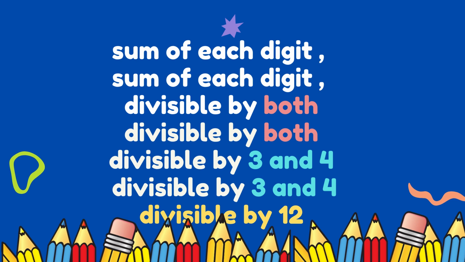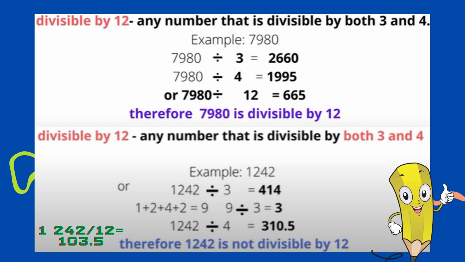Divisible by 12: any number that is divisible by both 3 and 4. So, kapag sinabing divisible by 3, huwag niyong kalimutan, get the sum of each digit and then divide it by 3. Kapag sinabi namang divisible by 4, huwag niyong kalimutan the last two digits is dalawang 0 or the last two digits is divisible by 4.